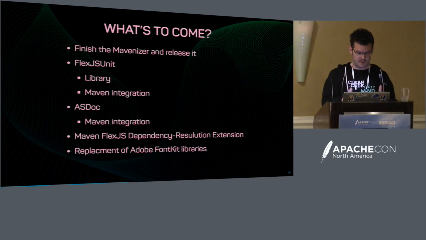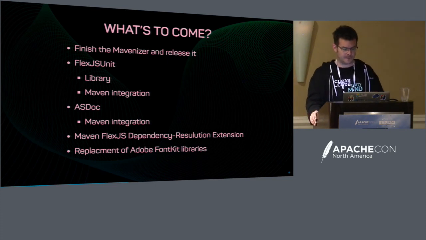Well, I talked about the past and the current situation. What is to come? Well, the top thing on my list is the Mavenizer. I don't know if anybody still remembers that, but that code was the thing that got me involved with the Flex project. I donated it shortly after going to ApacheCon in Sinsheim. And it's still in the 1.0 snapshot, so I should probably finally finish it, release it, ship it. Next thing on my list is FlexJS unit support.